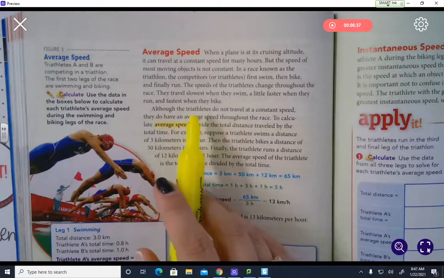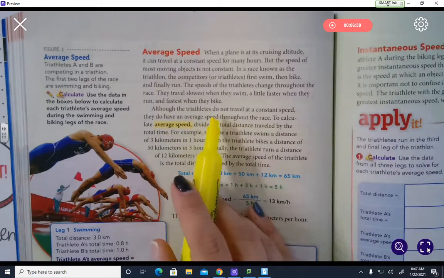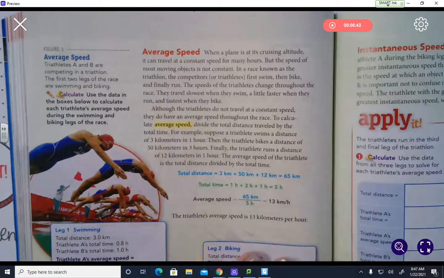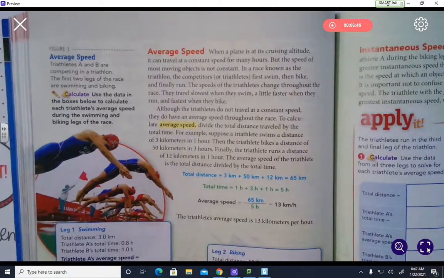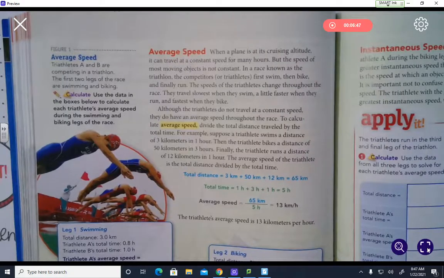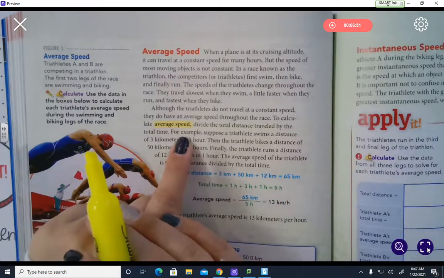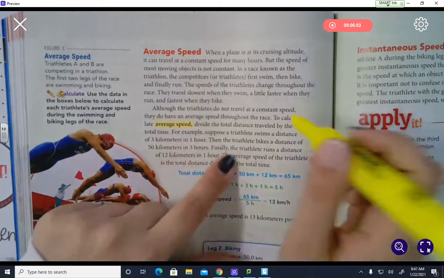Although the triathletes do not travel at a constant speed, they do have an average speed throughout the race. To calculate average speed, you divide the total distance traveled by the total time. So I want you to highlight that.